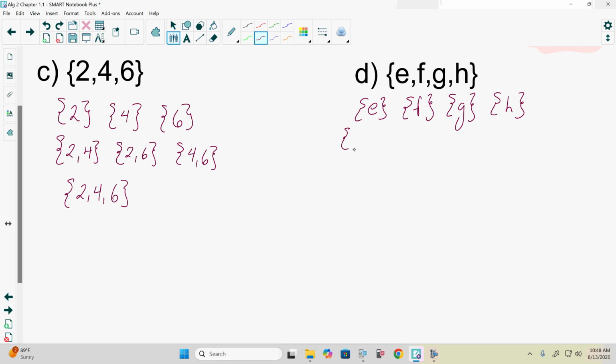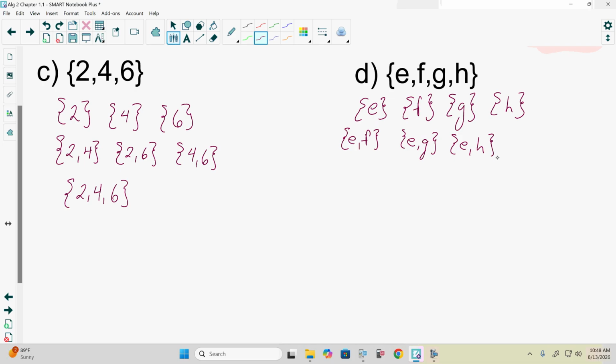So we can look at 2, which would be EF, EG, EH. And I do like doing it this way. We start with that first letter and do every combination with it. EF, EG, EH. If there was one after H, we would do it and just kind of run through that list.